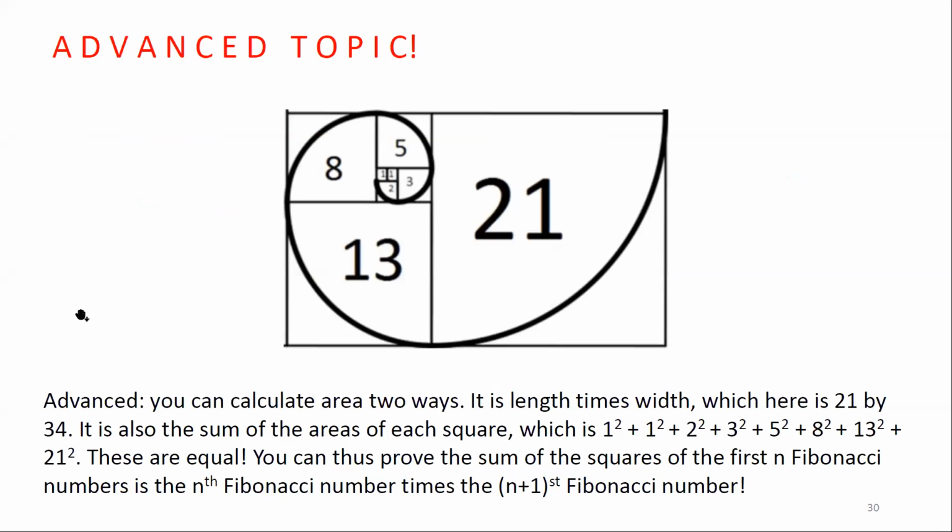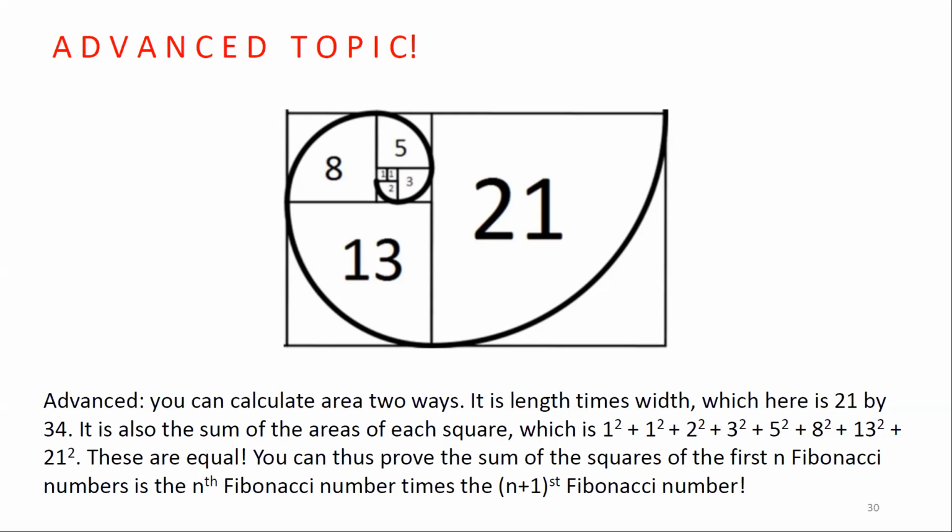Now, here is an advanced item. This is not something I would do in kindergarten, but here's the Fibonacci spiral. And this allows you to do a wonderful thing called proof by picture. So we have this rectangle, and this rectangle is 21 by 34. So if I wanted to find its area, I would just multiply 21 by 34.